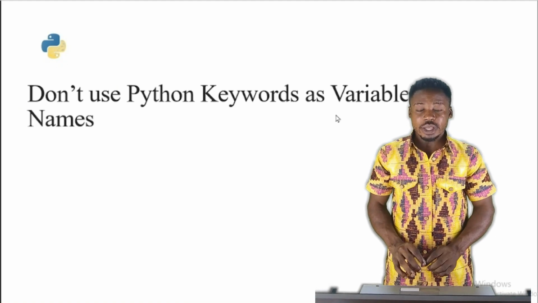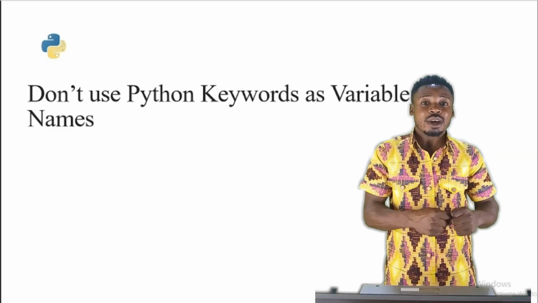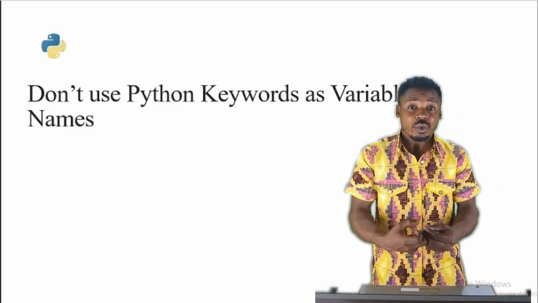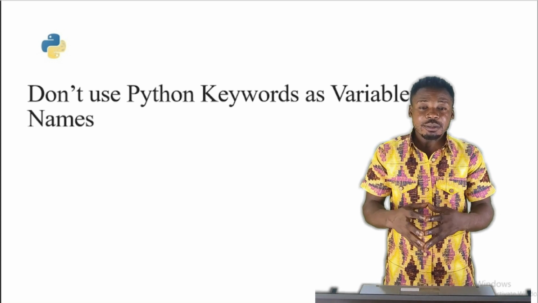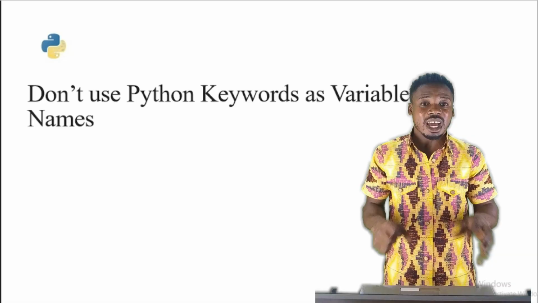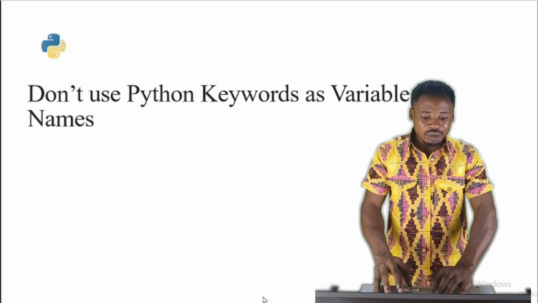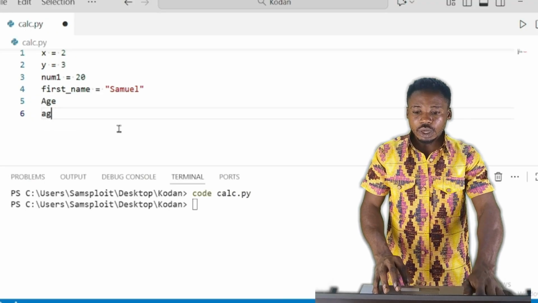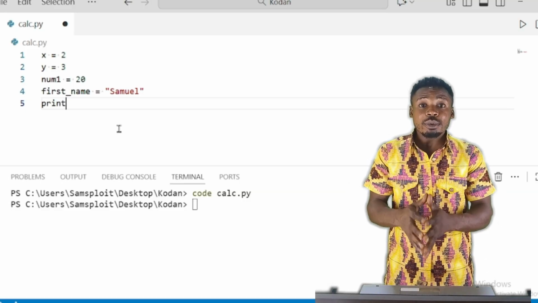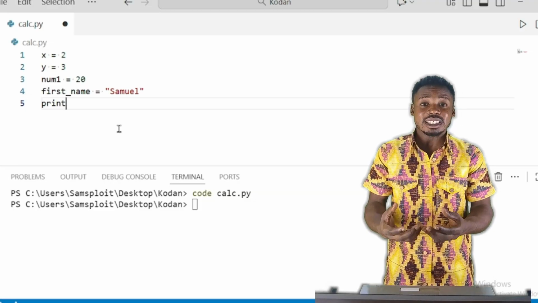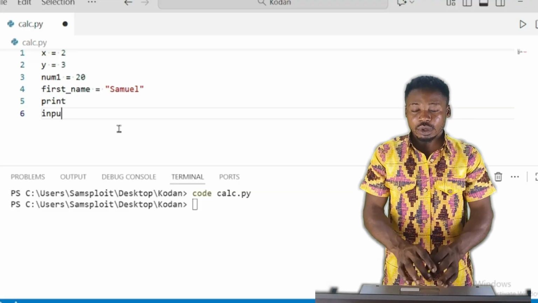And then the last rule is that we cannot also make use of Python keywords. Now the Python programming language comes with some keywords that have special meaning in the language. All these names that have special meaning in the programming language cannot be used as variable names. Example, we cannot create a variable name known as print. So a variable name cannot be print. Why? Print has a special meaning in the programming language. We cannot also have a variable name known as input.